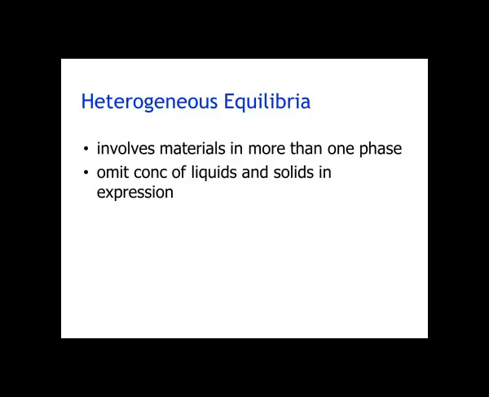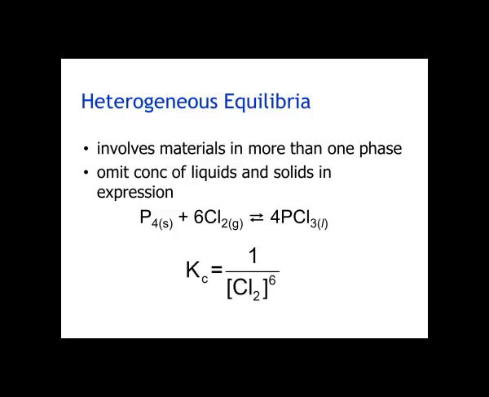Heterogeneous equilibria involve materials in more than one phase. In this expression, we omit the concentrations of liquids and solids. Here we have the reaction of P4 with 6 moles of Cl2 to yield 4 PCl3. Notice that the P4 is a solid and the PCl3 is a liquid. The expression simplifies to 1 over the concentration of chlorine to the 6th power.